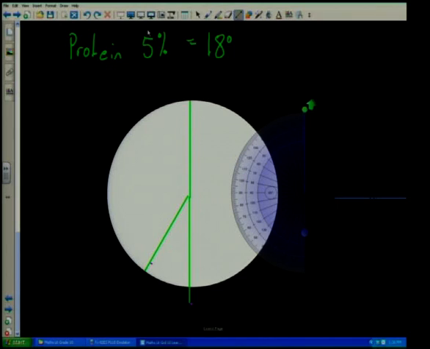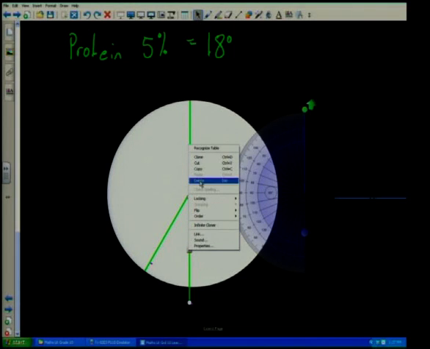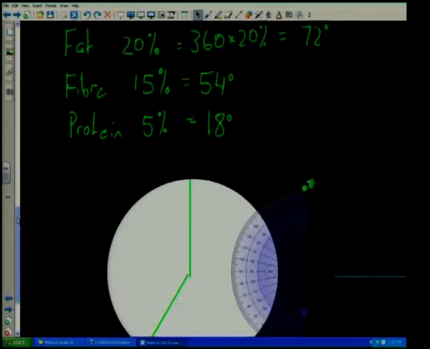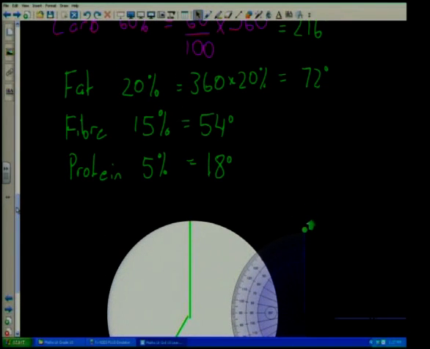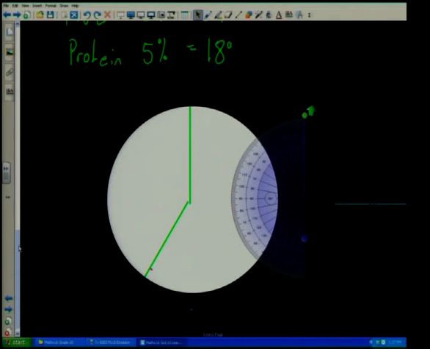Okay, so basically that is my first segment. So what we're going to do is we're going to delete this line because we don't need it, because in actual fact we need 216 degrees. And now we carry on drawing, because now we're going to do our next one, which is 72. So we put our protractor back.